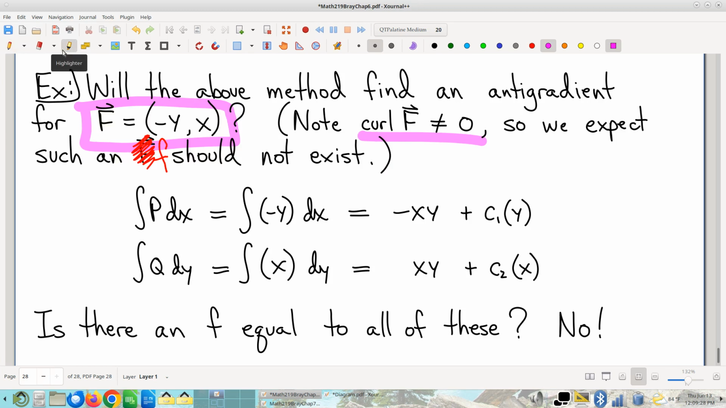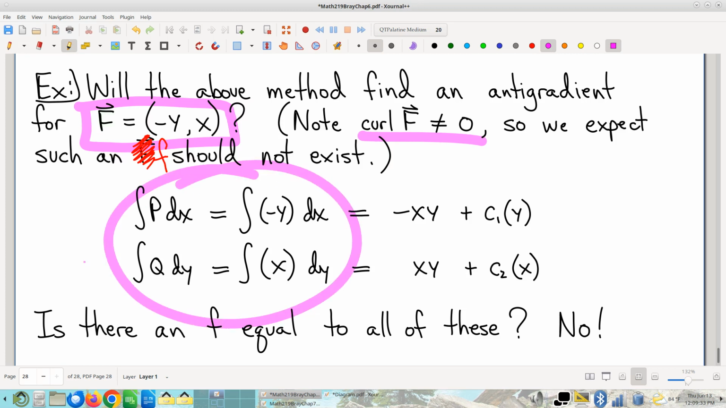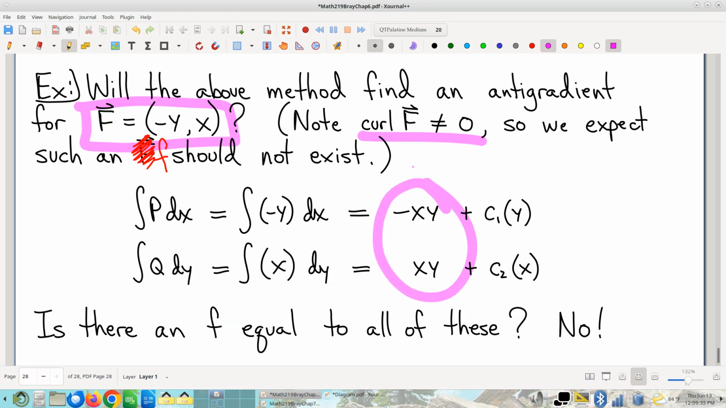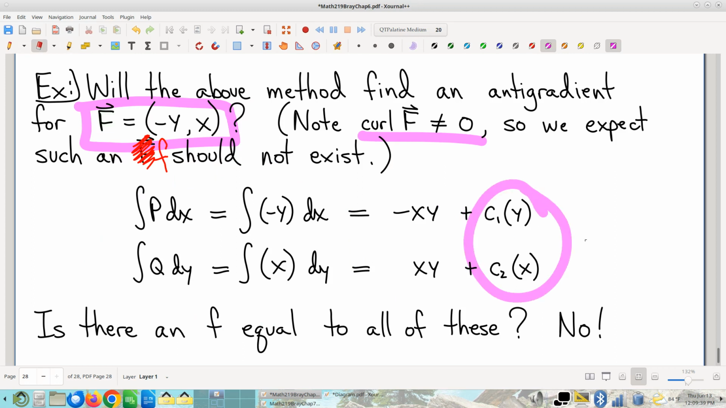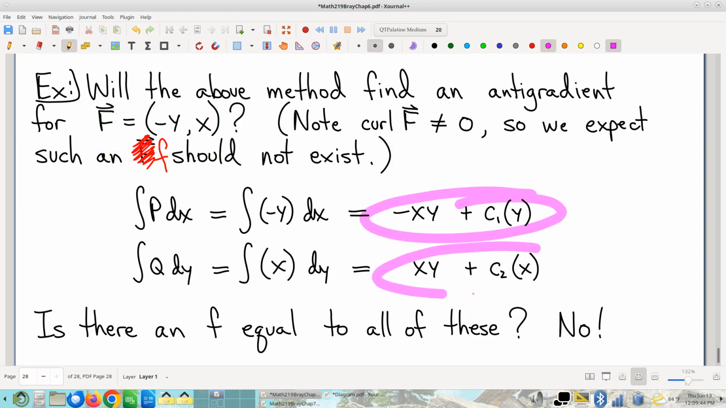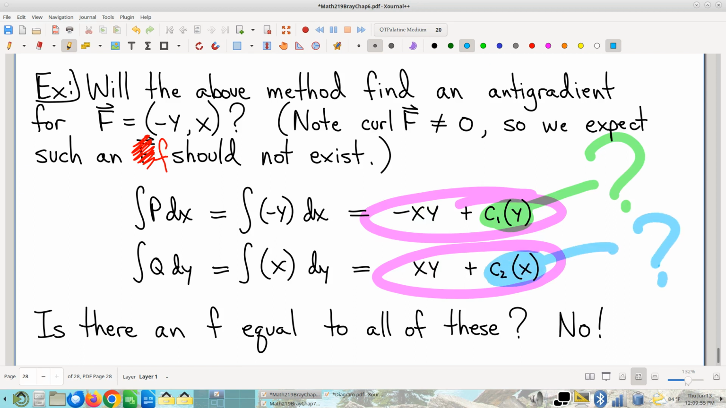Let's see how the game looks. Again, here are the integrals to be computed. Here are those anti-partials. Don't forget your partial constants. The question then is, can I find ways to select C1 and C2 that make these equal? Is there something I can put here and something else that I can put here that makes this work? Keeping in mind that in green, only Y's are allowed, and in blue, only X is allowed.